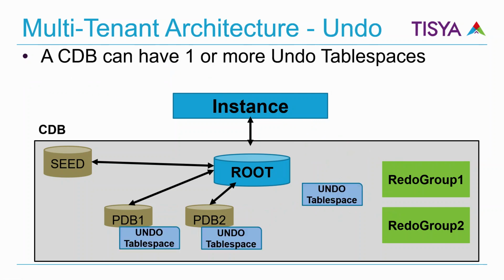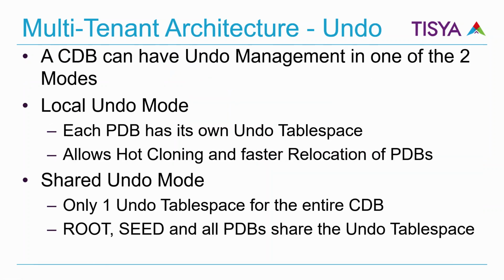Then you could have undo table spaces. There are two ways in which undo could be used. First is local undo, another is shared undo. Originally, shared undo was only available. Then Oracle brought about the idea of local undo. If you use local undo, it gives you the ability to create hot cloning and faster replication.